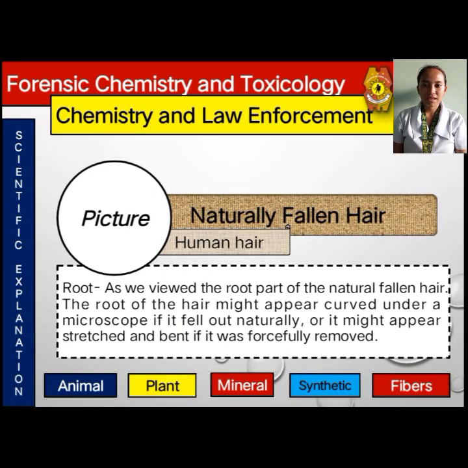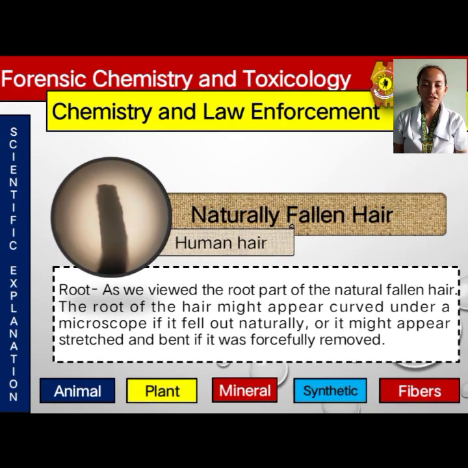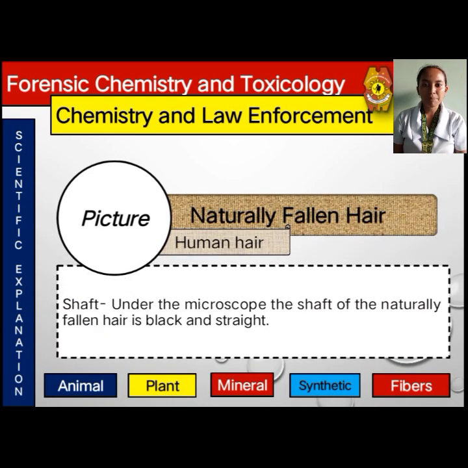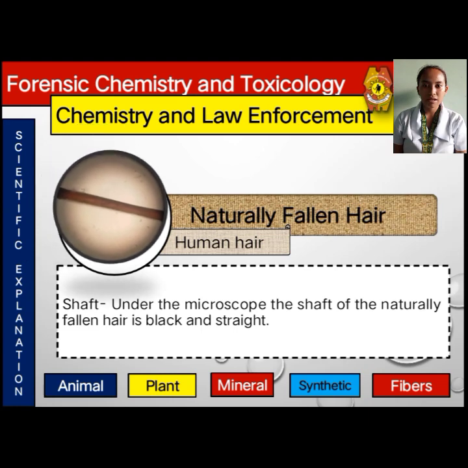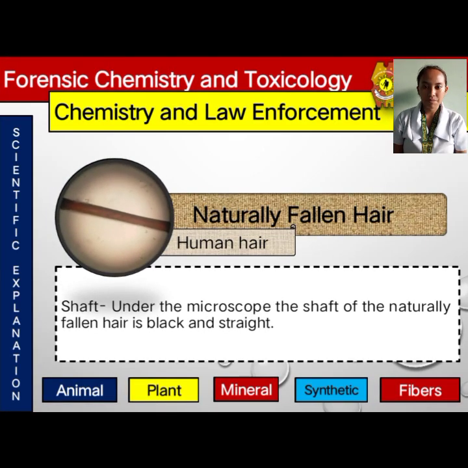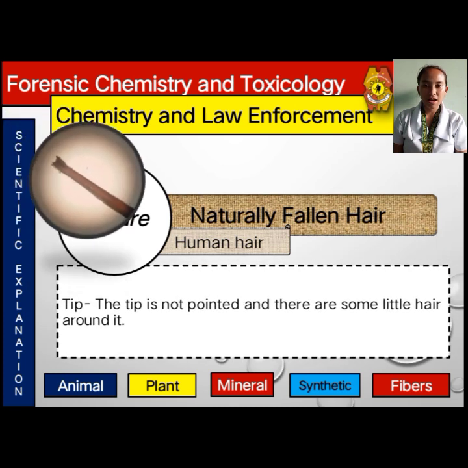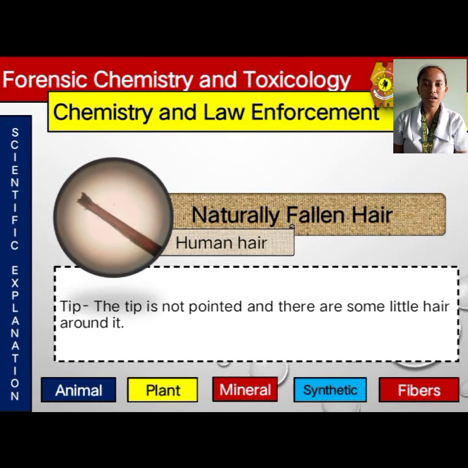Naturally fallen hair. As we view the root part of the naturally fallen hair, the root might appear curved under a microscope if it fell out naturally, or it might appear stretched and bent if it was forcefully removed. Under the microscope, the shaft of the naturally fallen hair is black and has a curve. The tip is not pointed and there are some little hairs around it.